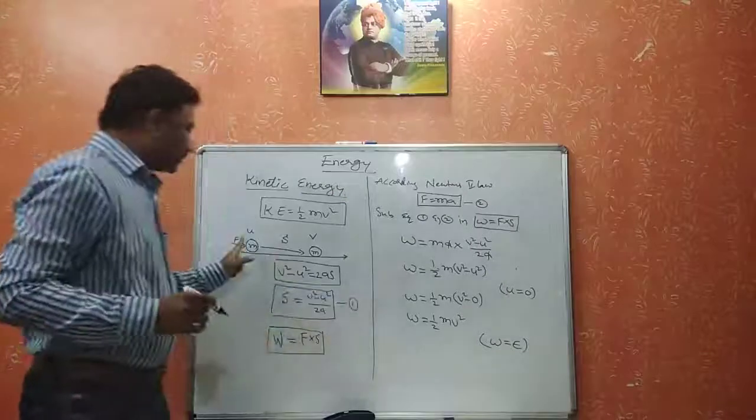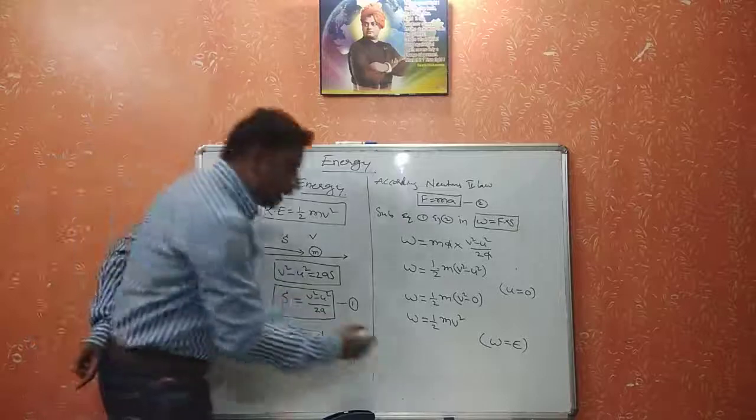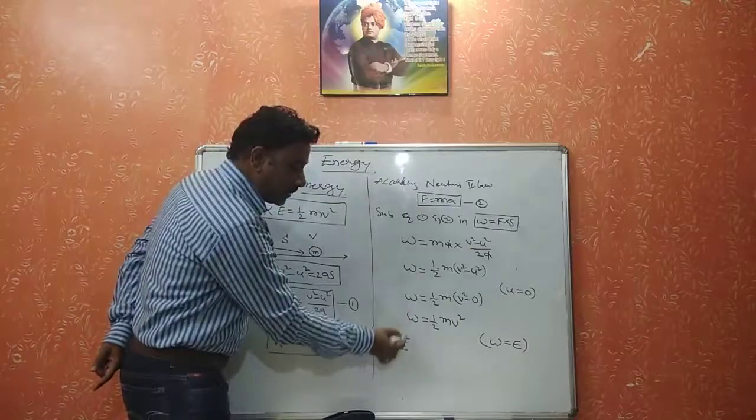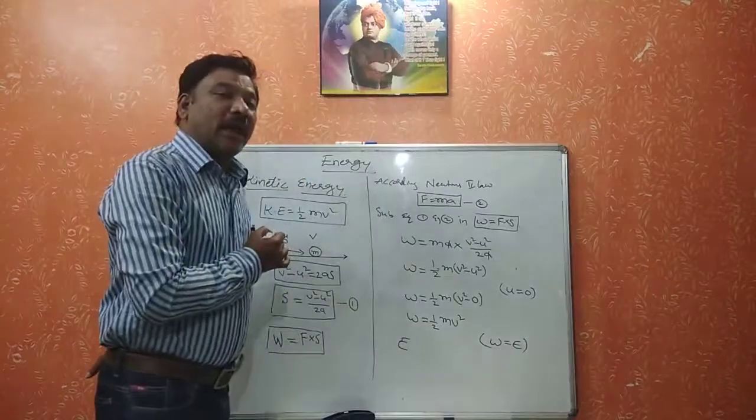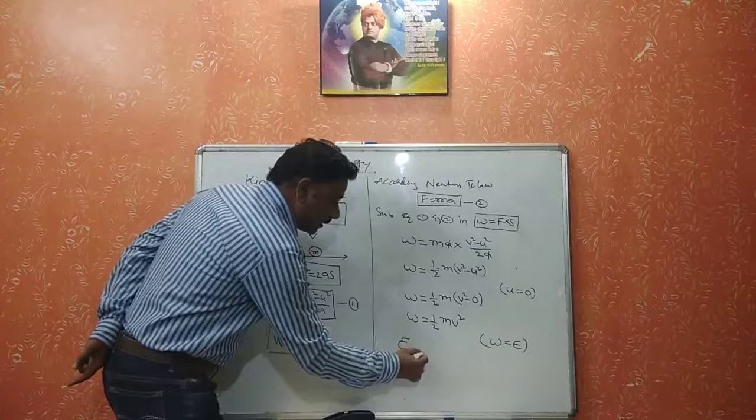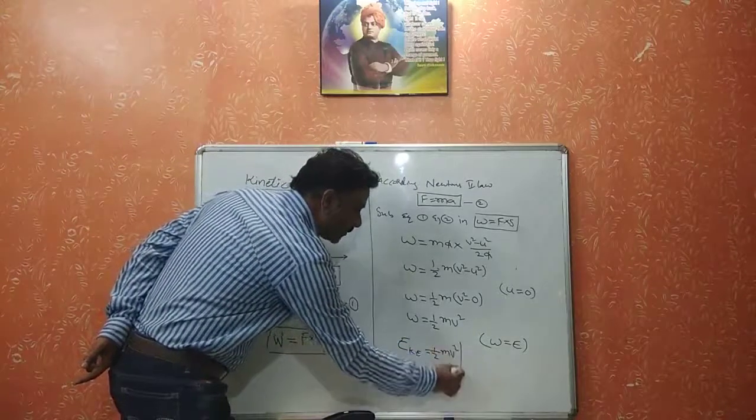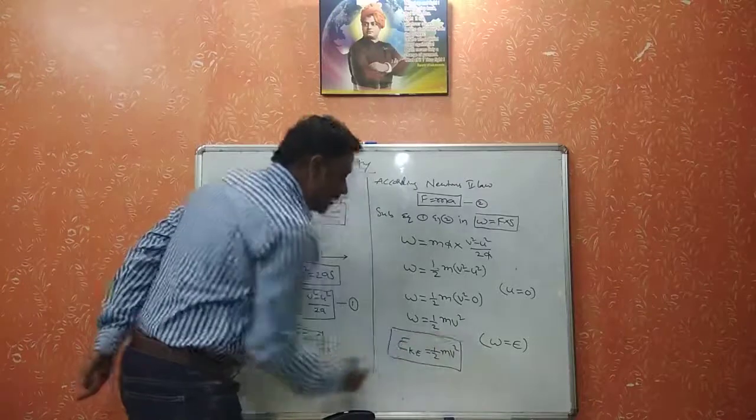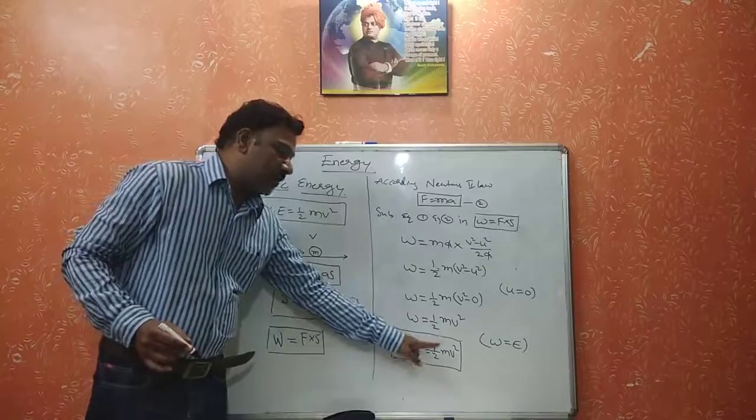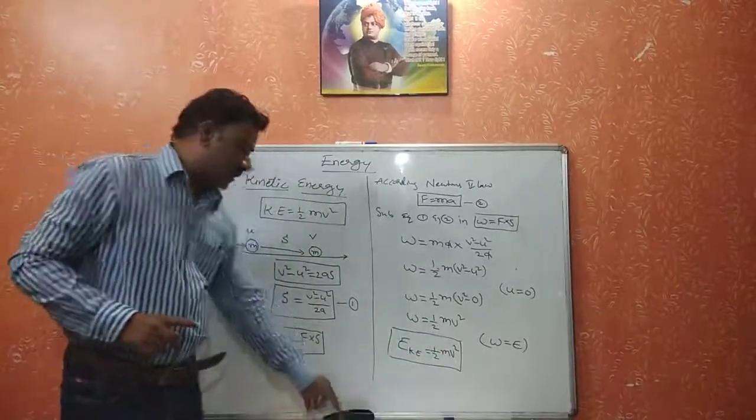So here the object is in motion. That is the reason we have to take the energy. Which energy do we take here? Instead of W, I am taking the energy, that is, kinetic energy, equal to half mv square. This is the expression for the kinetic energy: KE is equal to half mv square. Okay, so this is the derivation.